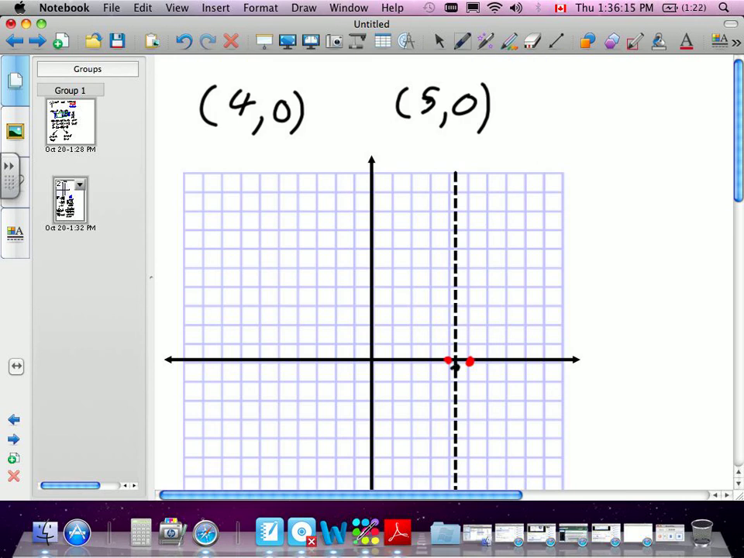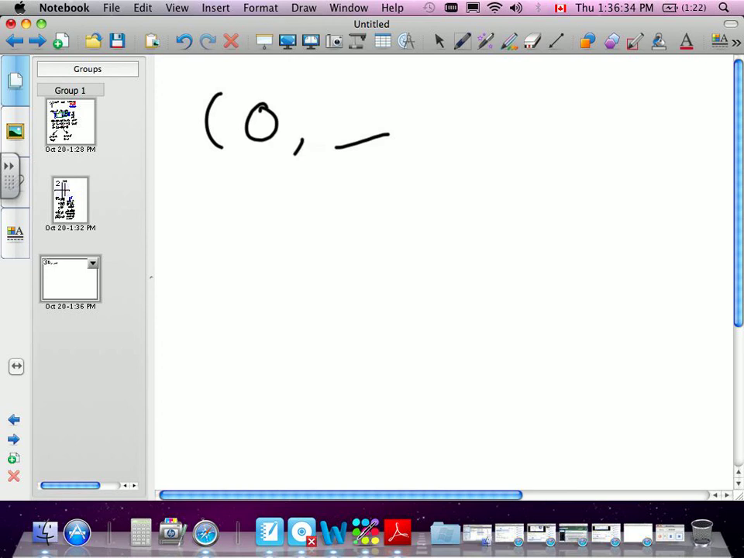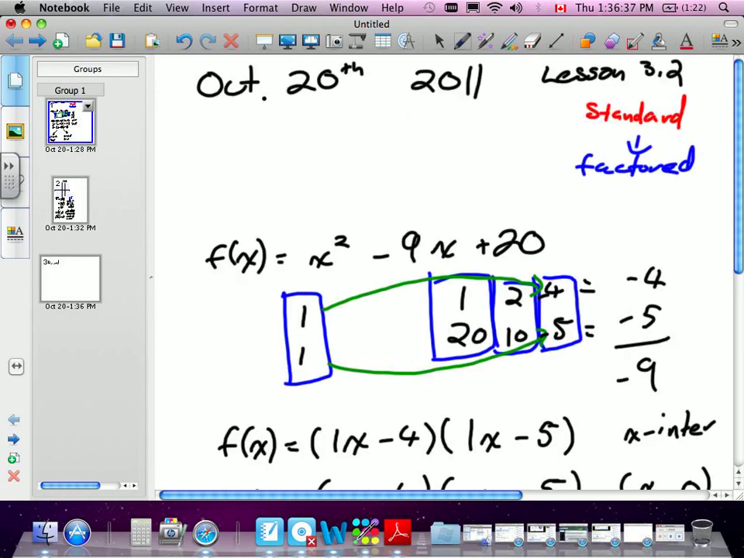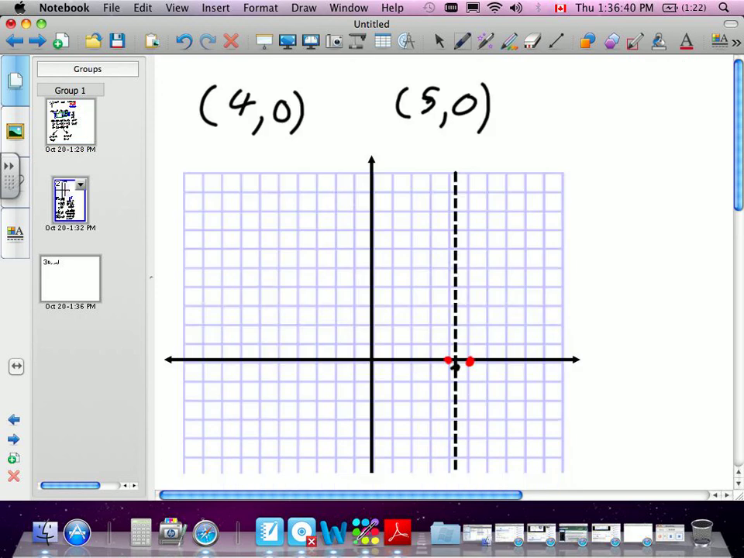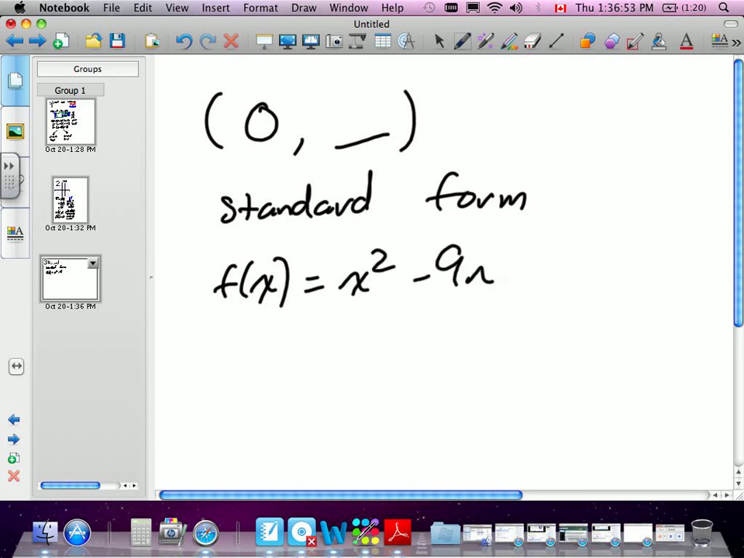And finally, the last thing I should know is a Y-intercept. Y-intercept is the same idea as the X. The only difference is we are looking for our Y value, and we know our X value will be 0. So I take our standard form of the equation, which was f of x is equal to x squared minus 9x plus 20. I plug 0 in. That's the equation.